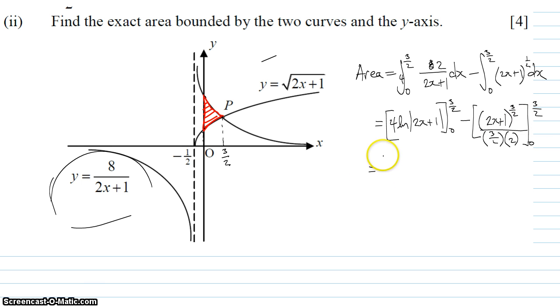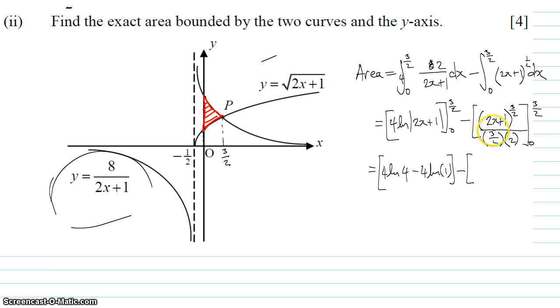So now all I do is I have to substitute in these values. So if I substitute in 3 over 2, I get 4 ln 4. So 3 over 2 times 2 is 3, plus 1 is 4. Minus 4 ln, substitute in 0, I get 1. Take away this one. So this is actually just 1/3. If you simplify this, you just get a third. 3 over 2 times 2 is 3. So divided by 3 on the bottom line is all.